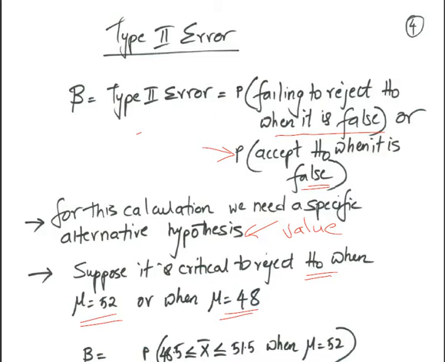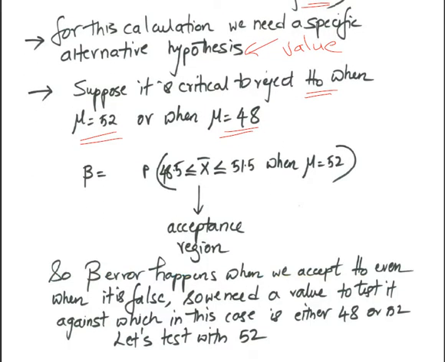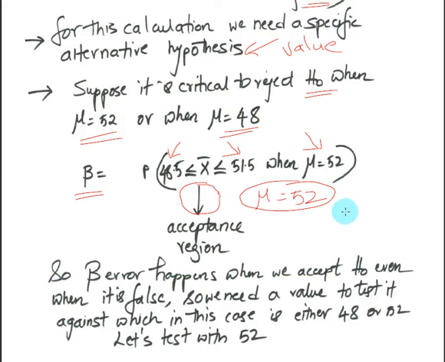And how do we compute that value? So we're trying to find the beta. Beta is the probability that x bar lies between 48.5 and 51.5 when in fact mu is equal to 52. So you're really looking at the acceptance region, so that will be the beta. But here your mu is no longer 50, your mu becomes 52, or in another case you can test for mu equal to 48, but it would be the same value. So beta error happens when we are accepting H naught even when it is false. So we need a value to test it.